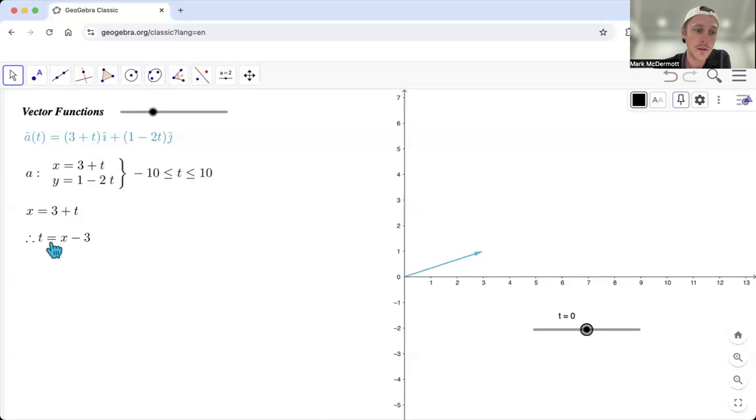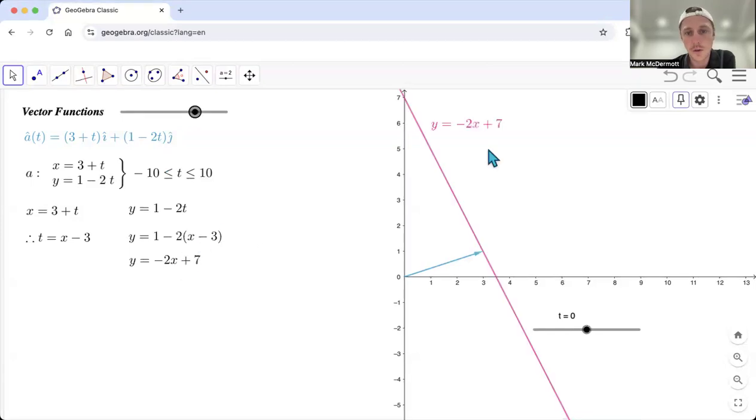So what we're going to do is rearrange for t. We get t equals x minus 3. And then we get y equals 1 minus 2t, but we know that t equals x minus 3. So we're going to substitute x minus 3 into there. So we get 1 minus 2 multiplied by x minus 3. And then y equals, if you expand this out and simplify a little bit, negative 2x plus 7. And sure enough, if we sketch that graph, you'll notice that this vector is always going to sketch out points that lie on that line, negative 2x plus 7.